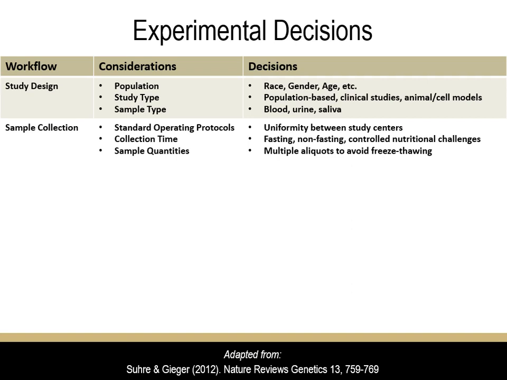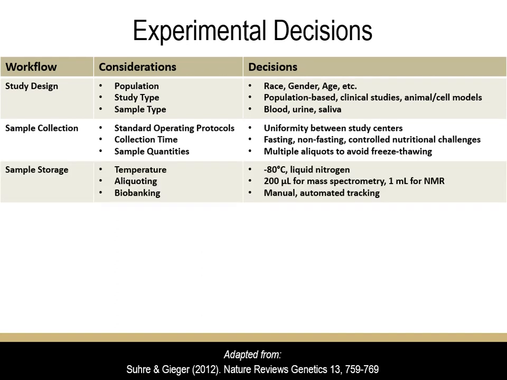And so a lot of the issues is, you collect your samples in one tube and then you want to rerun those for another experiment. You keep going through freeze thaw. So you want to make sure that you have multiple aliquots to avoid freeze thawing.